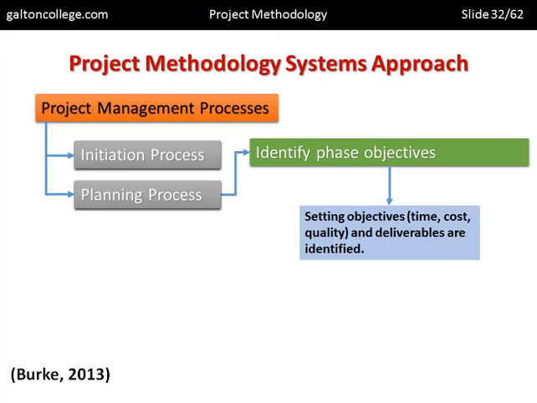So we start by identifying phase objectives, setting the objectives, the time, the cost, the quality, and deliverables. What are the outcomes of the whole process, and when will these deliverables be delivered? When will the deliverables be made available to the business? But these are identified. So identify the various parts of the project, break it down, and show where these parts fit.